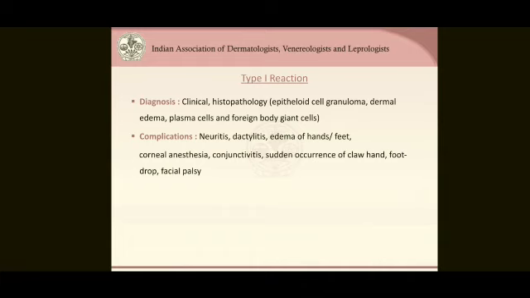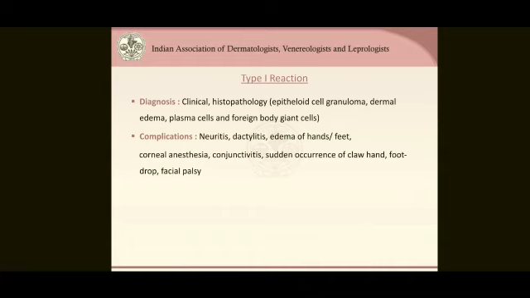How do you diagnose this? Clinically, as I mentioned before, you have to look for the erythema, edema, tenderness of the existing lesions and then look for neuritis, nerve abscess. Along with that, check for any development of fresh lesions which are suggestive of tuberculoid leprosy. The second option is sending a skin biopsy specimen for histopathological studies, in which you will get to see epithelioid cell granuloma, dermal edema, plasma cells and foreign body giant cells.